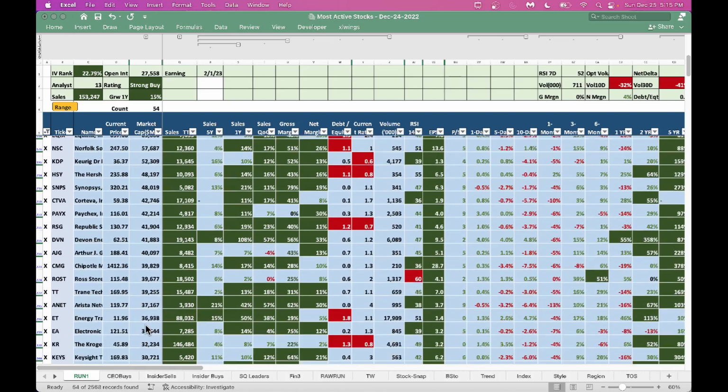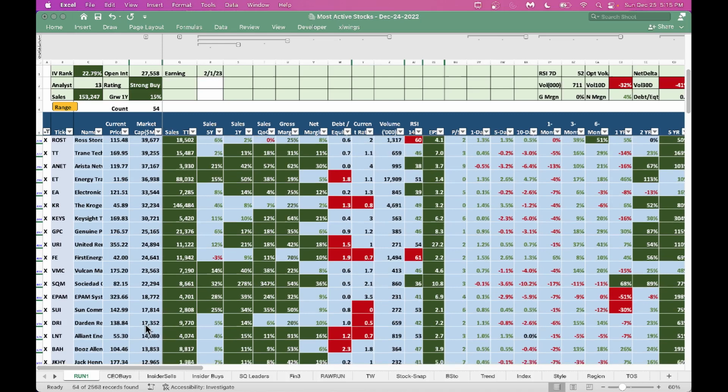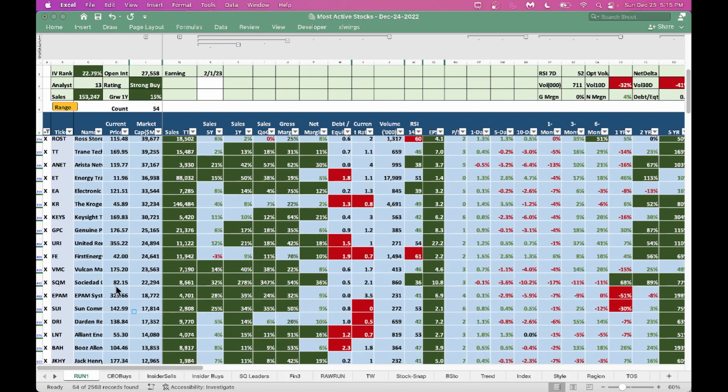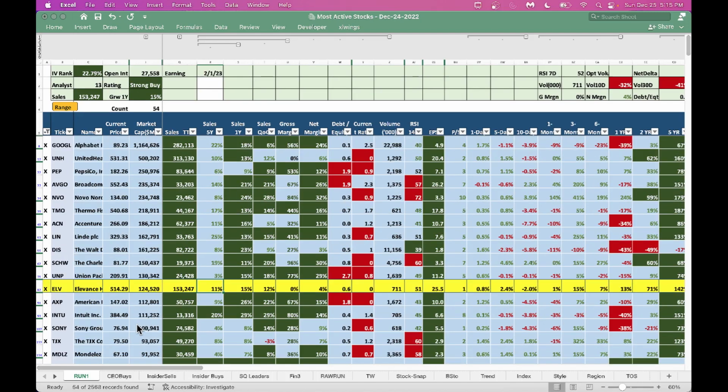And finally, we got the next set of names right here. Look, we got Ross, Trane is a great company, as many of you know here, and EA, Keysight, again a great one here. And we got a few more names, as you can see here. So this is how you build a balanced portfolio as you go into 2023.